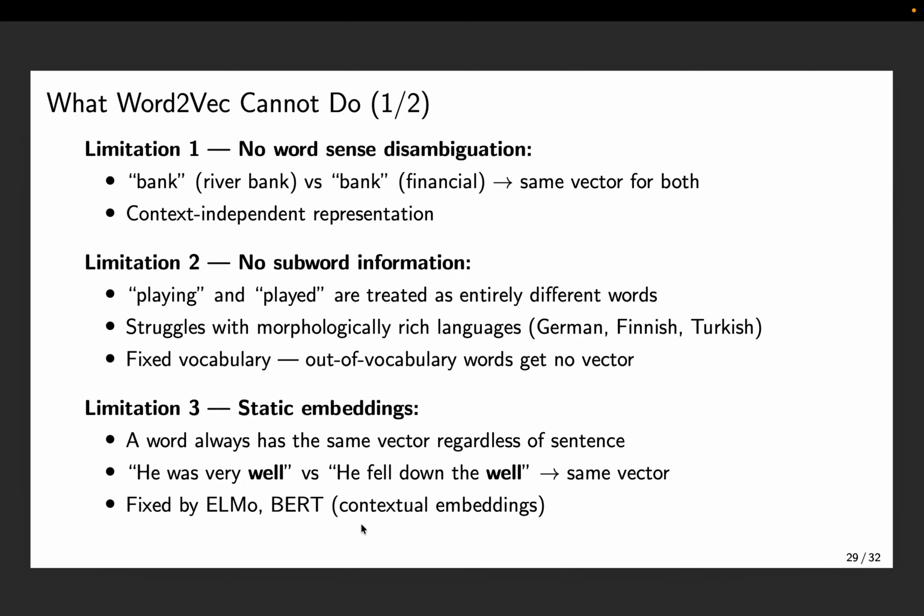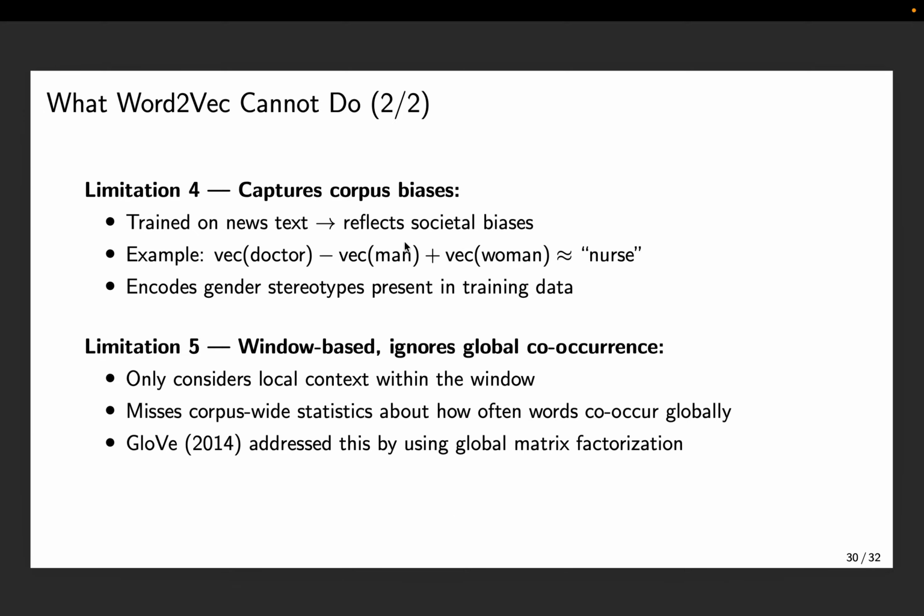Next is limitation 4, which captures corpus biases. If the training corpus contains gender biases, the word vectors will encode those biases. A famous example: vector of doctor minus vector of man plus vector of woman is equal to nurse. The model learned the stereotypes from the text, not facts about the world.